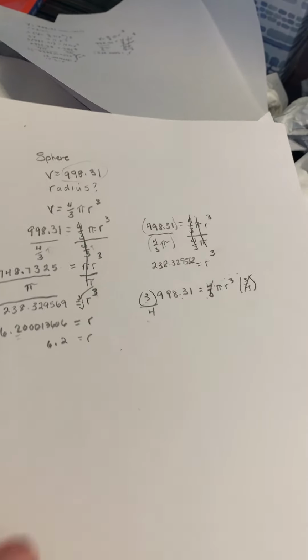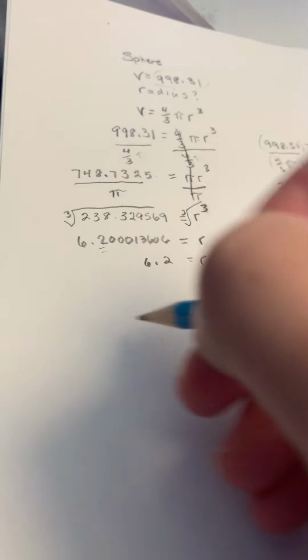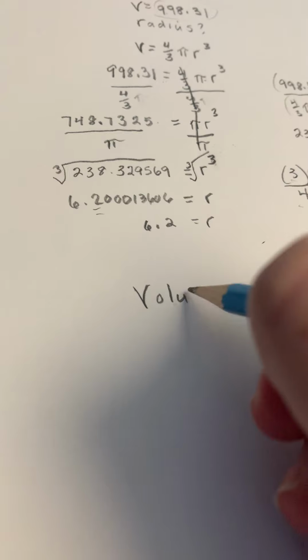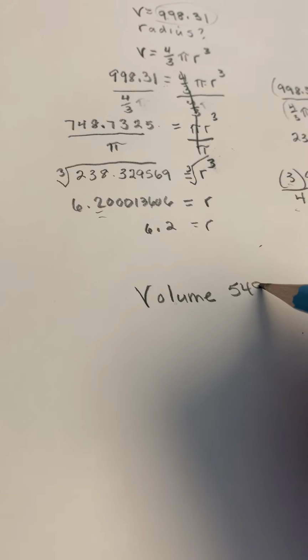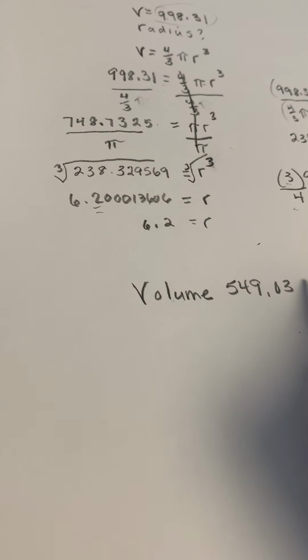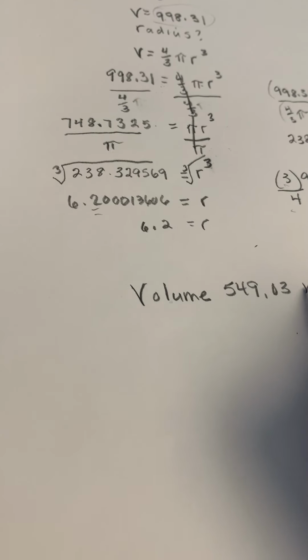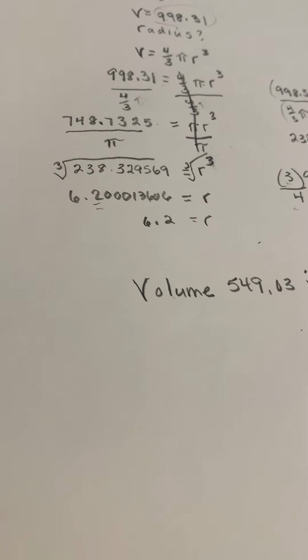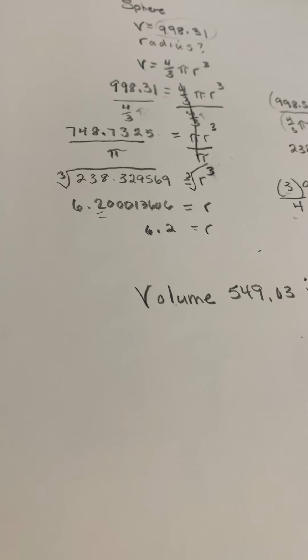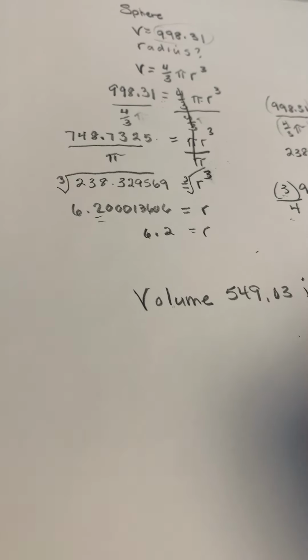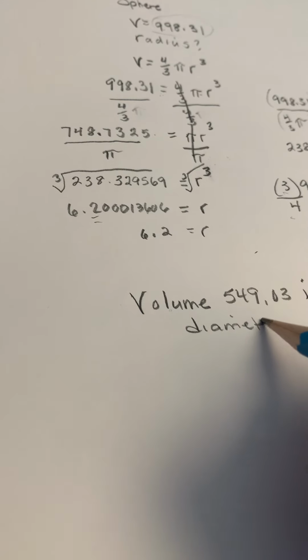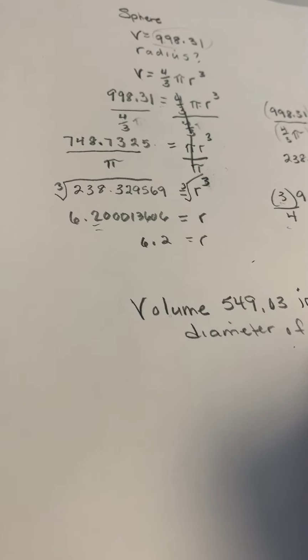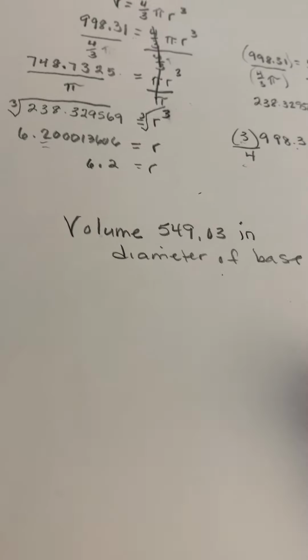All right, I'm going to show you one more, which is your hemisphere. Let's say they give us the volume of the hemisphere and they tell us that it's 549.03, let's say inches. And they want us to find the actual diameter of the base. So they want the diameter of the base. So now you have to think a little bit, like, what is this really?